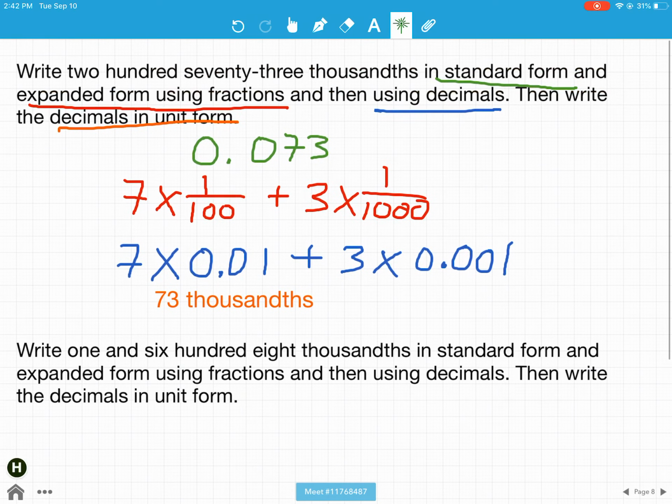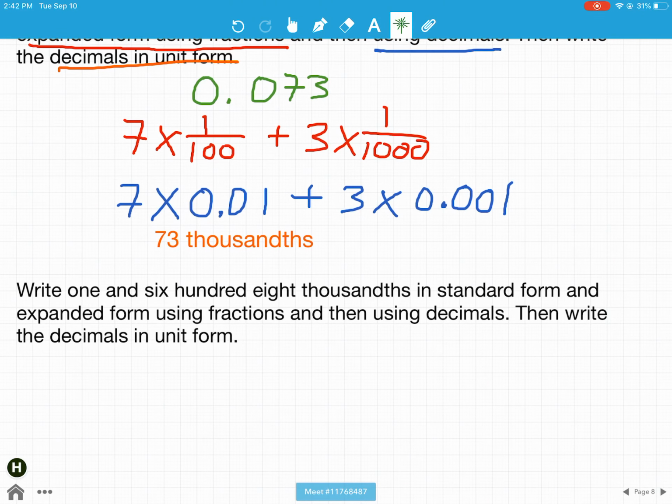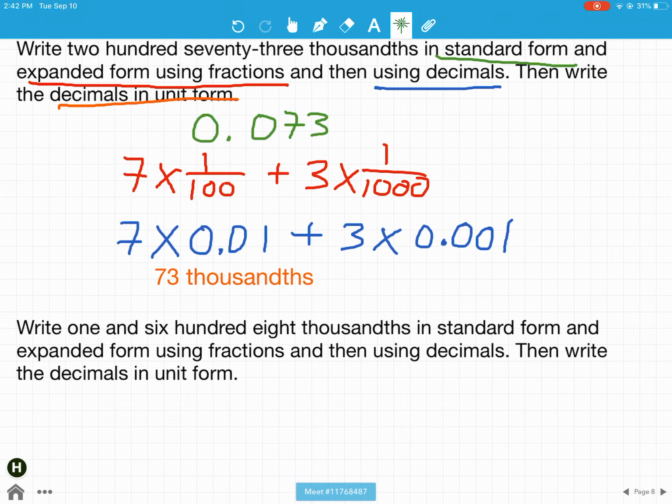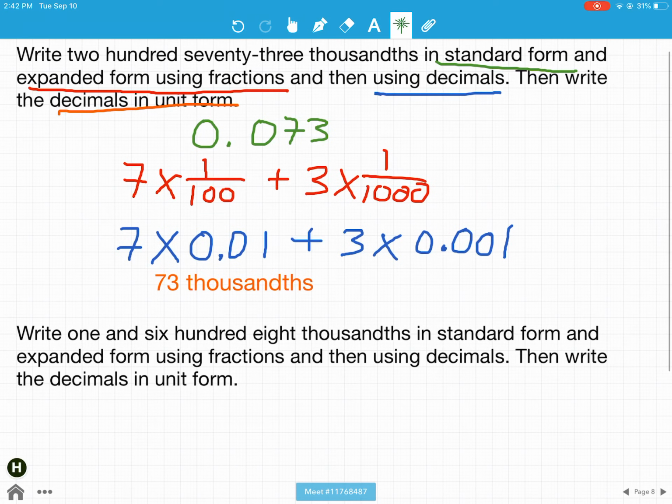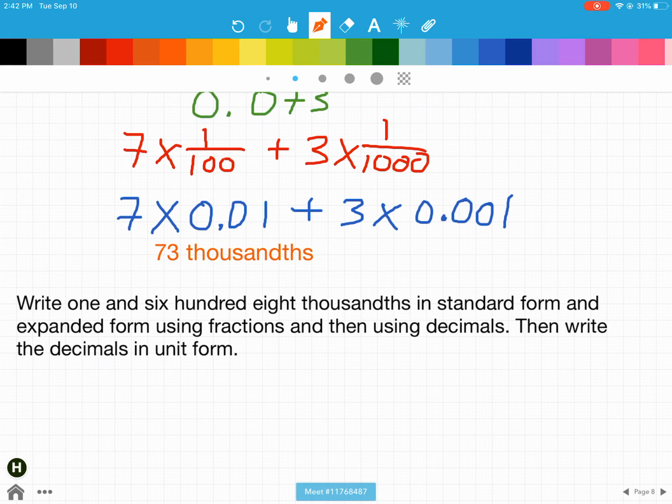We didn't do the second part, so let's look at the second part. Write 1 and 608 thousandths in standard form and expanded form using fractions and then using decimals. Then write the decimal in unit form. Okay, I might have done this earlier. All right. So first we have to look at our numbers.